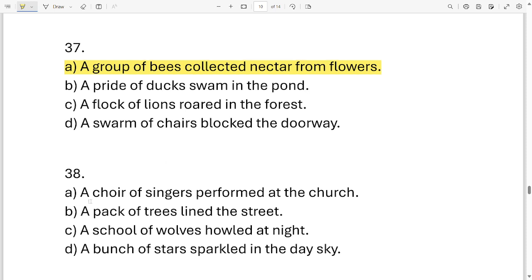Next question. A choir of singers performed at the church. A pack of trees lined the street. A school of wolves howled at night. A bunch of stars sparkled in the day sky. Which of these sentences is correct? Which one has used the collective noun correctly? It is option A. A choir of singers performed at the church.